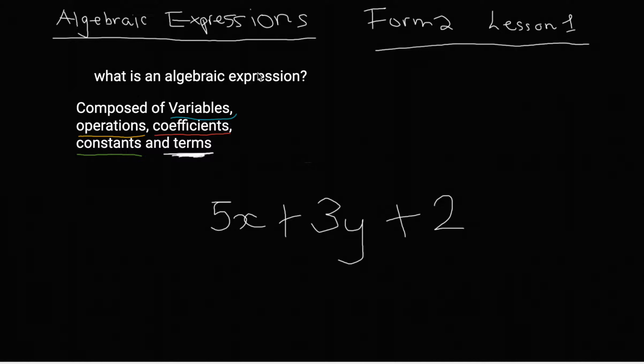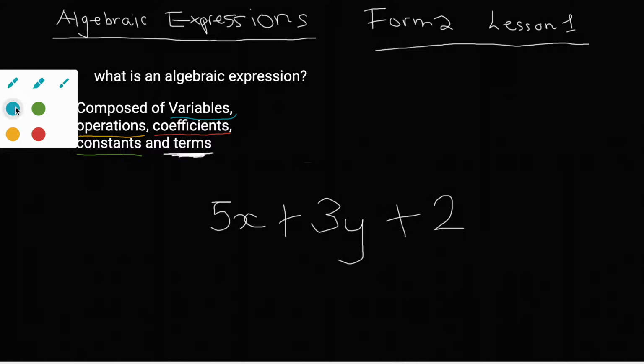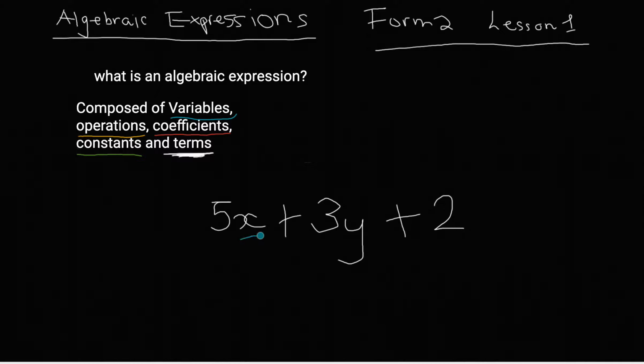So what exactly is an algebraic expression? It's composed of variables, operations, coefficients, constants, and terms. Let's highlight all the variables. The variables are all of the things that we don't know. They can vary, hence the name variables. They can change. So this would be x and y, because x and y are things that we don't know what exactly they are.